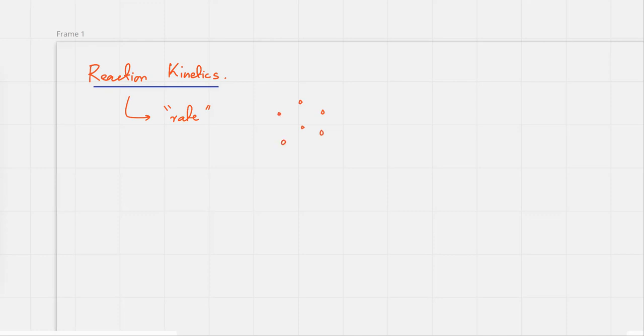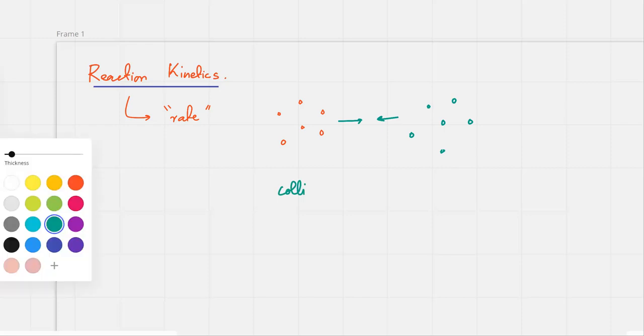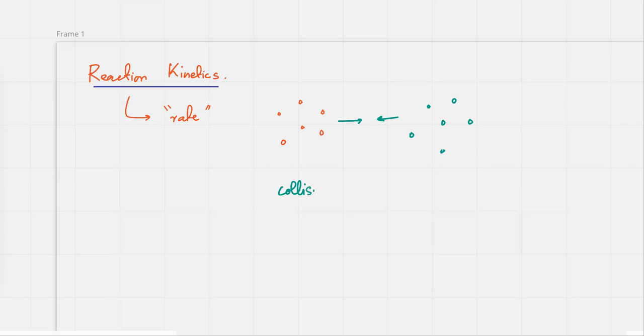Like you have these molecules, the red ones, and you've got these green ones. Why does the reaction happen? Because the particles can move around and bump into each other. So everything is revolving around collisions. Collisions are what lead to a reaction.